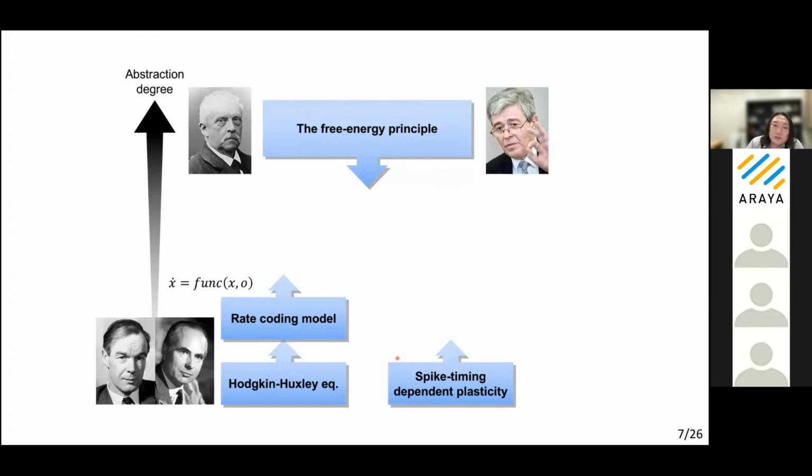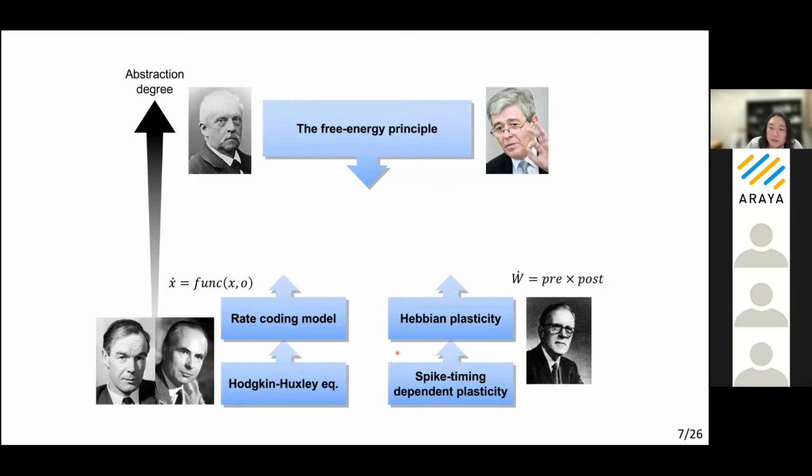And through some approximation, we can obtain the well-known Hebb's law. So here, Hebb's law indicates that this connection is strengthened when pre- and postsynaptic neurons fire together. So from this point of view, we can say that we have some candidate principle of the brain, like the free energy principle. And also we have a theory of the brain component, which has a tight connection to the physiological basis.